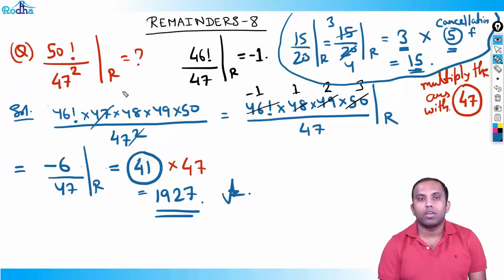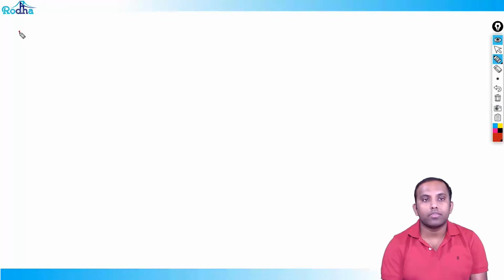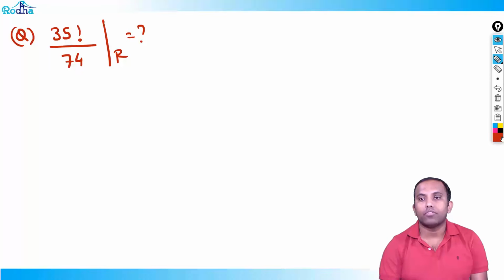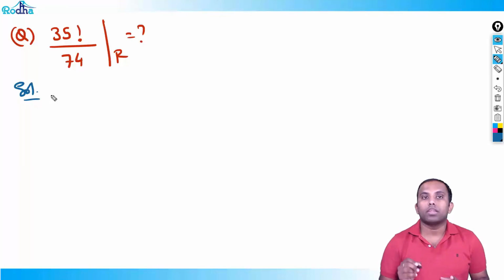Fine. Okay, next question. What is the remainder of 35 factorial by 74? Now you have to observe this in this kind of question. It is a very easy question, but if you don't observe it, it becomes very difficult.